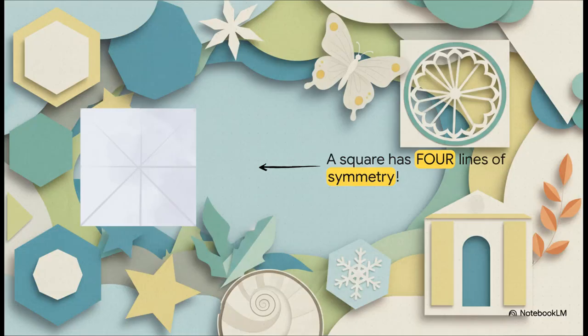But wait a minute, can a shape have more than one folding line? Oh, absolutely. Take a look at a square. You can fold it in half from top to bottom. You can fold it from side to side. You can even fold it corner to corner along both diagonals. Each and every time, the halves match perfectly. So a square doesn't just have one, it has 4 lines of symmetry.